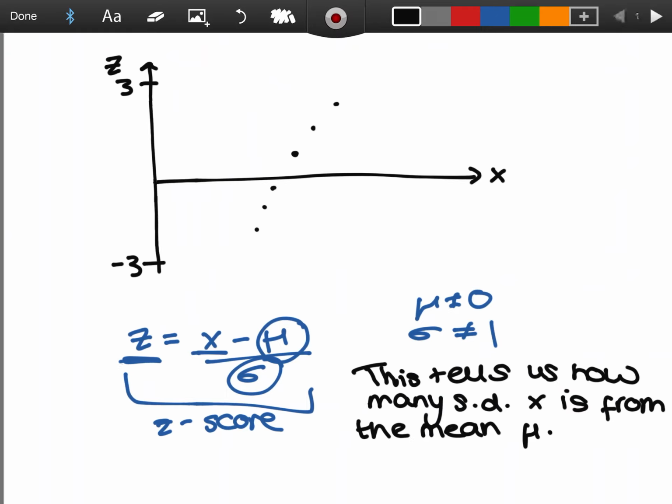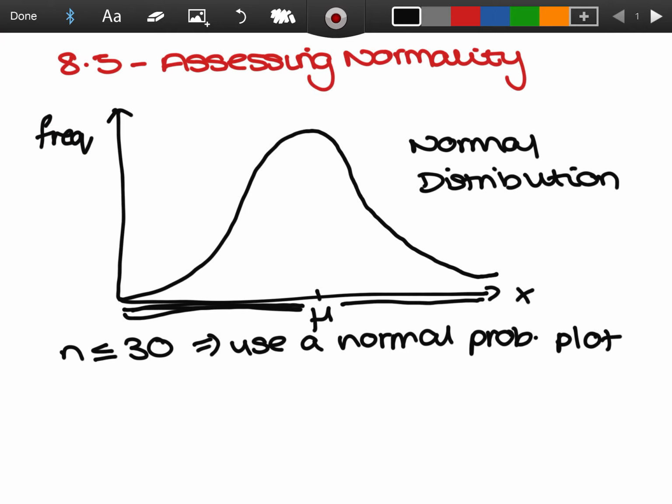Then if x is below the mean, so for any of my data points that are somewhere down here, x minus the mean is going to be negative. Divided by a positive standard deviation, it is still going to be negative, which gives me the data points below the mean.